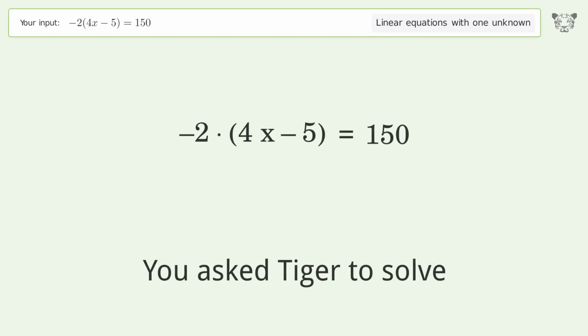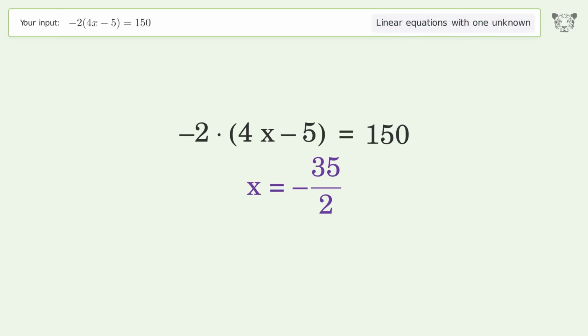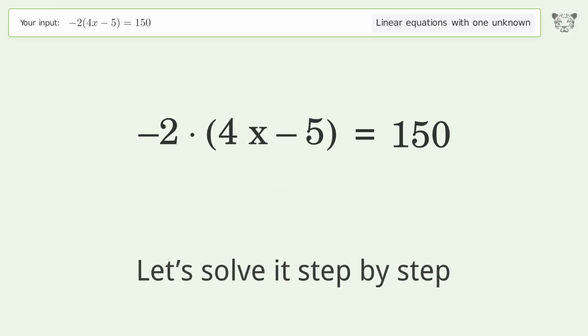You ask Tiger to solve. This deals with linear equations with one unknown. The final result is x equals -35/2. Let's solve it step by step.